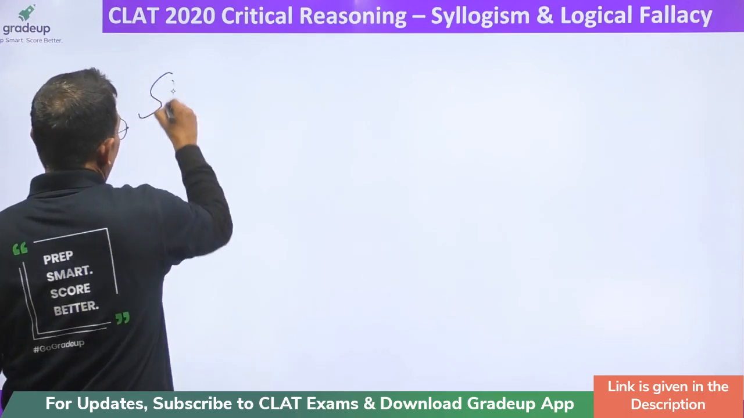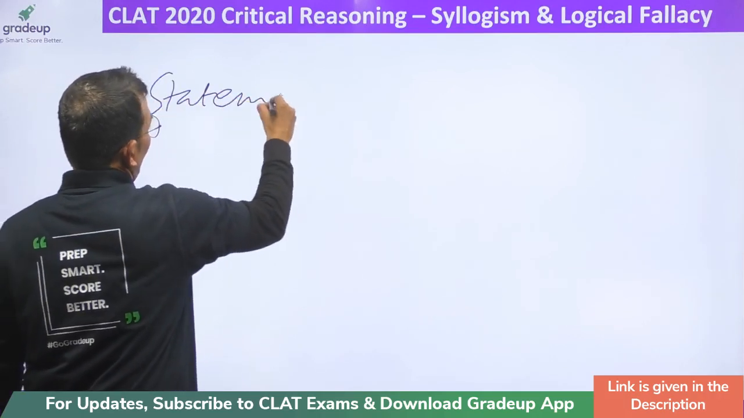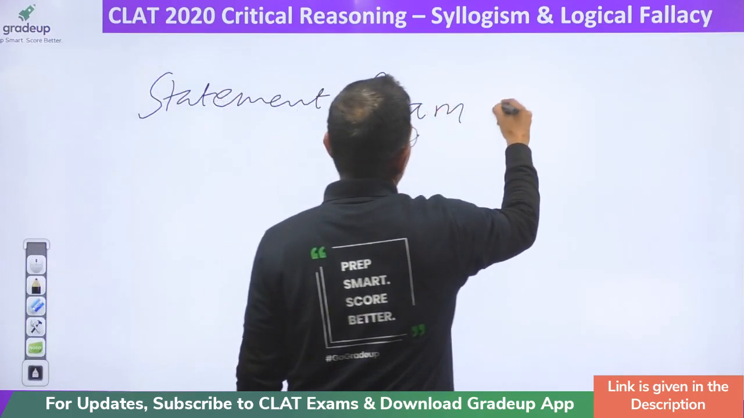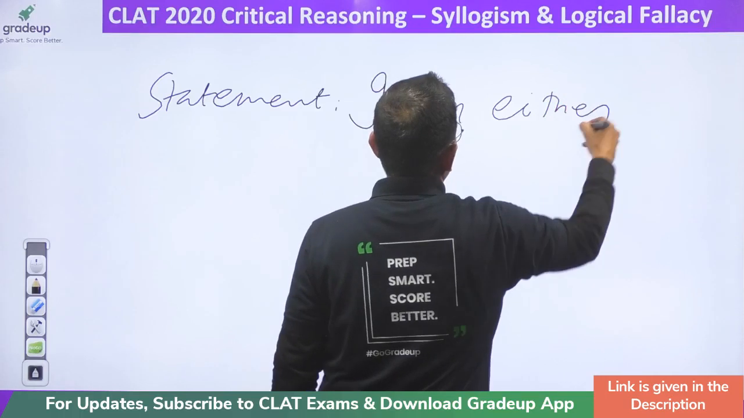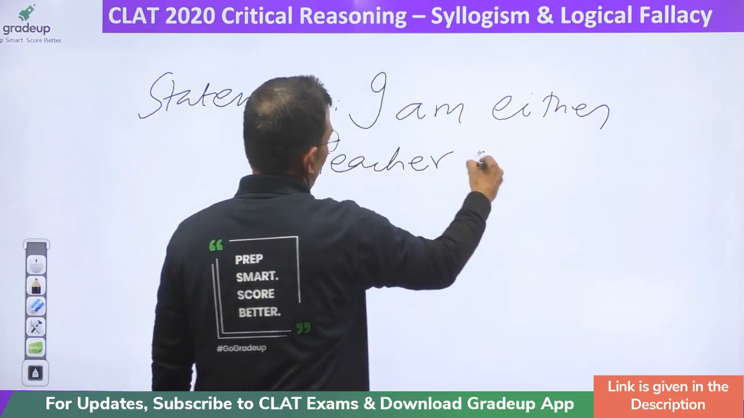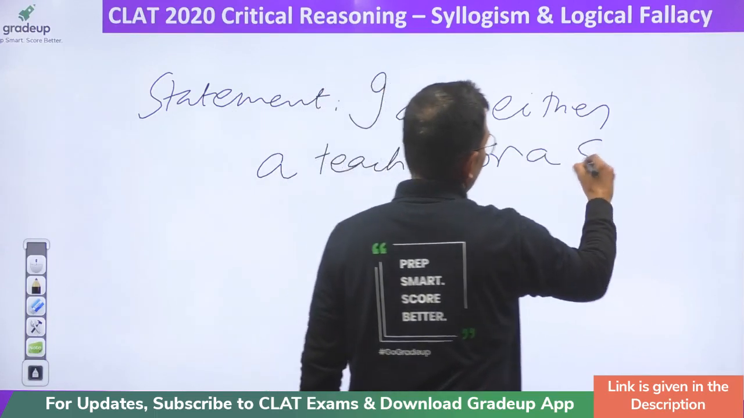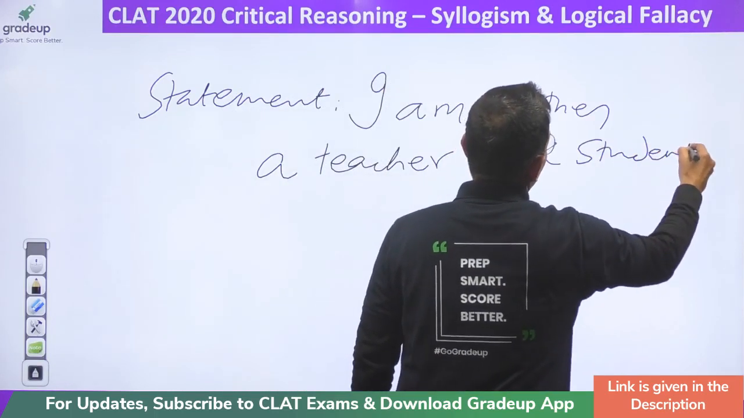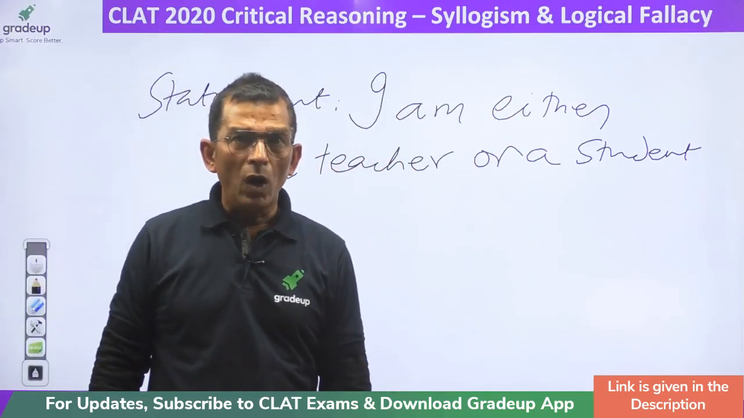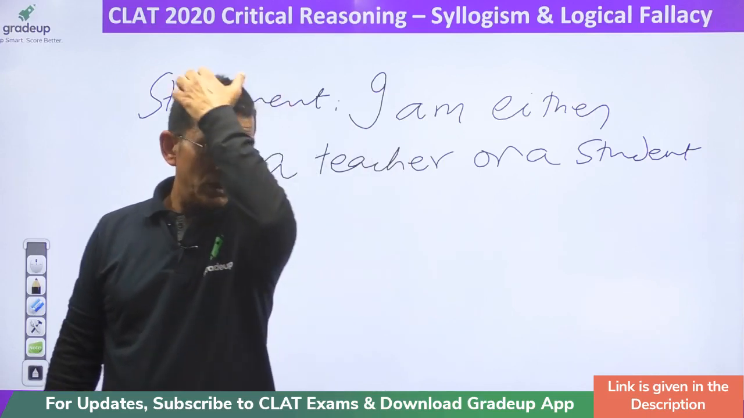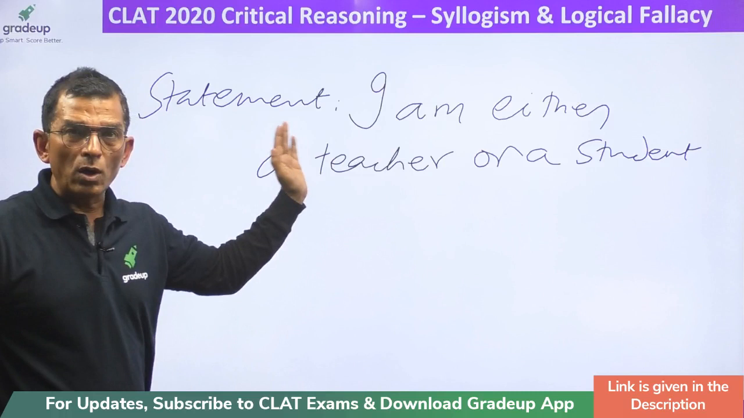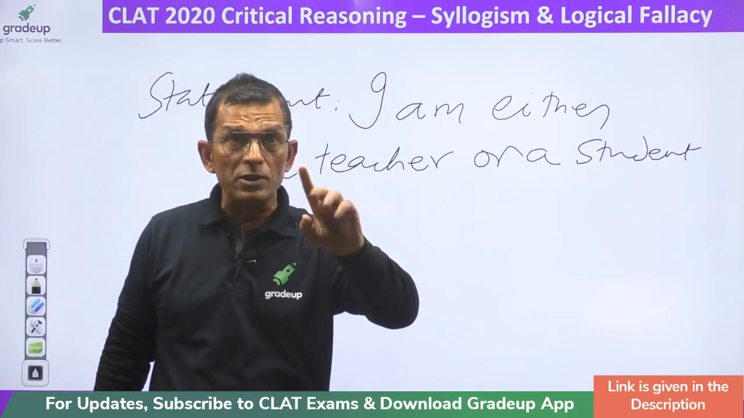See, this is a statement. I am either a teacher or a student. Okay? I am either a teacher or a student. This is the statement. And based on this, we need to draw conclusions. Again, please pay attention. Think.